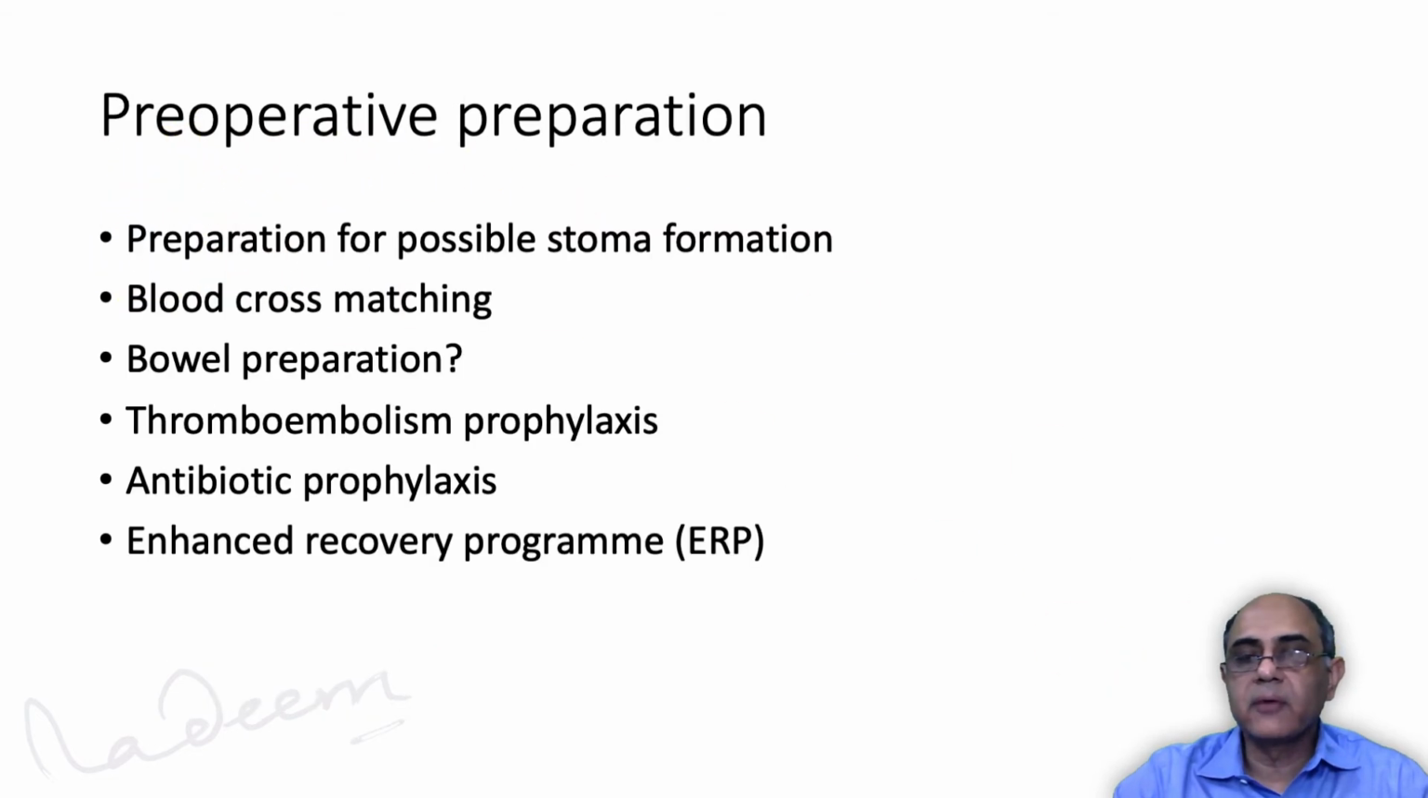When you are planning for surgery, you need to prepare the patient. In preparation of a cancer patient, you need to take an informed consent, and you need to tell the patient that there is a possibility that you may end up with a colostomy or an ileostomy, which may be temporary or which may be permanent. You need to arrange some blood. Bowel preparation: obviously, you have to prepare the colon. You have to get rid of all the fecal matter in the colon because you want to operate on the colon. This is called mechanical bowel preparation.